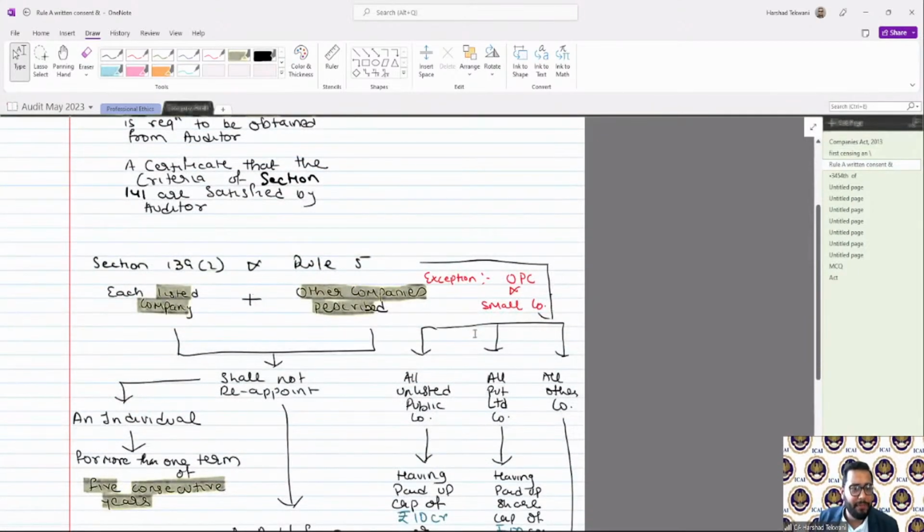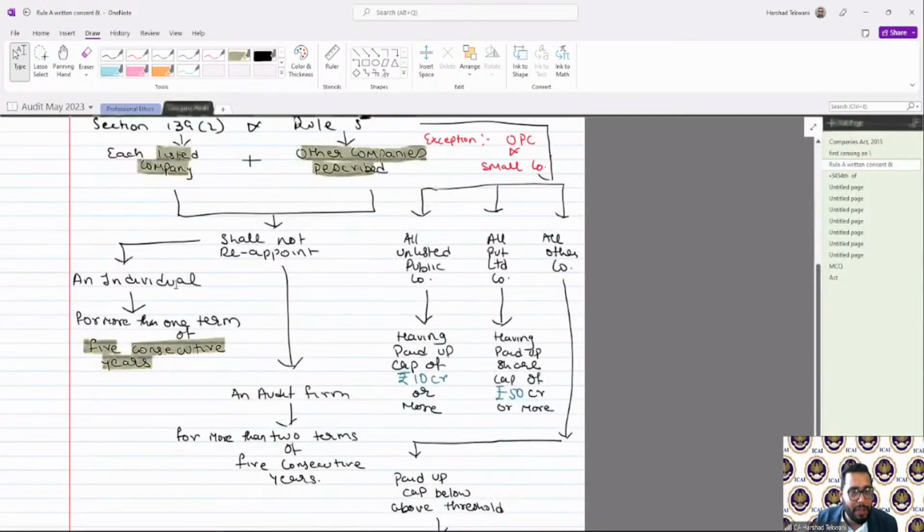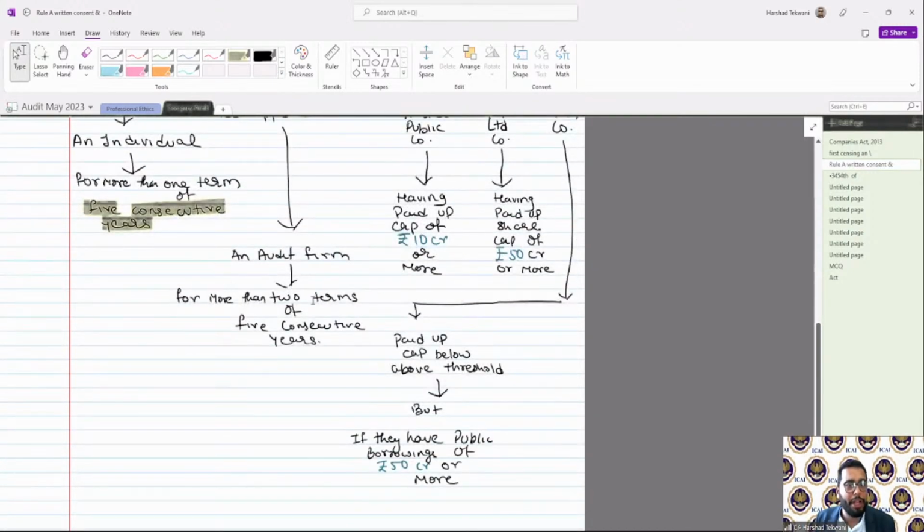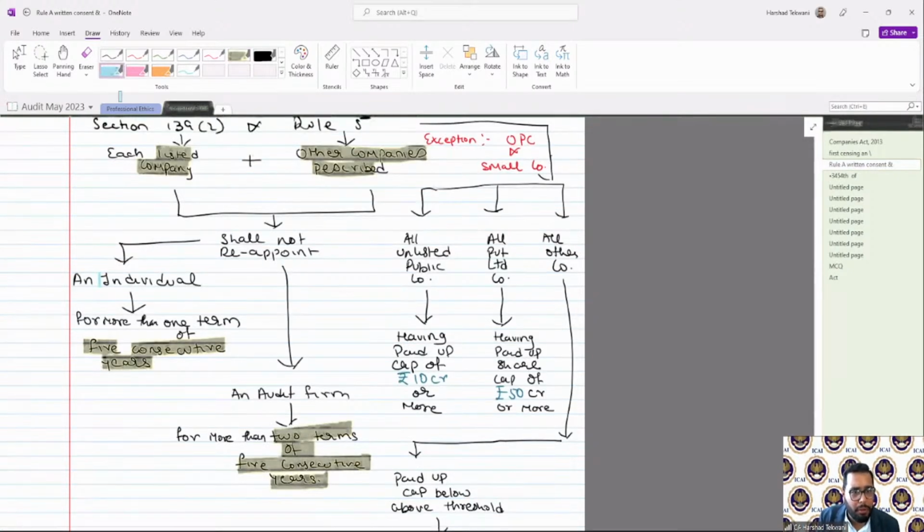Rotation says that for each listed company prescribed under Section 139(2), and other companies prescribed under Rule 5, they shall not reappoint an individual as auditor for more than one term of 5 consecutive years, or an audit firm for more than 2 terms of 5 consecutive years. In case of an individual, more than one term. In case of an audit firm, not more than 2 terms.